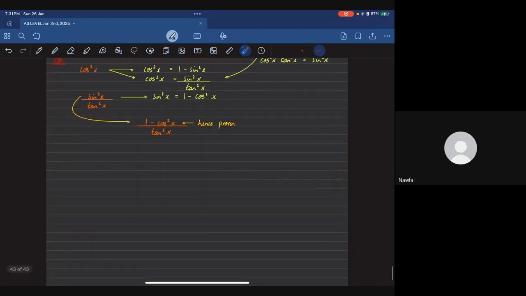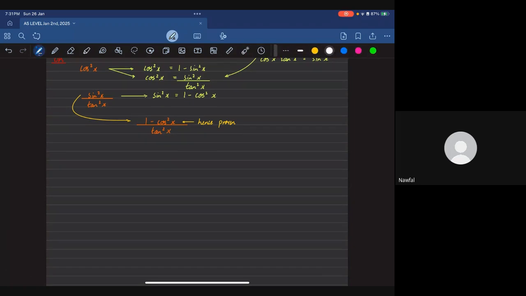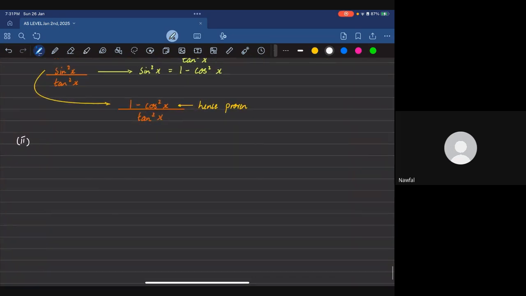Like, let's look into another example. And this one was the easier one. Now let's look into a difficult one. The question says prove. Usually it says prove that, show that, whatever it is. Prove sine x over 1 plus cos x is identical to 1 minus cos x over sine x.